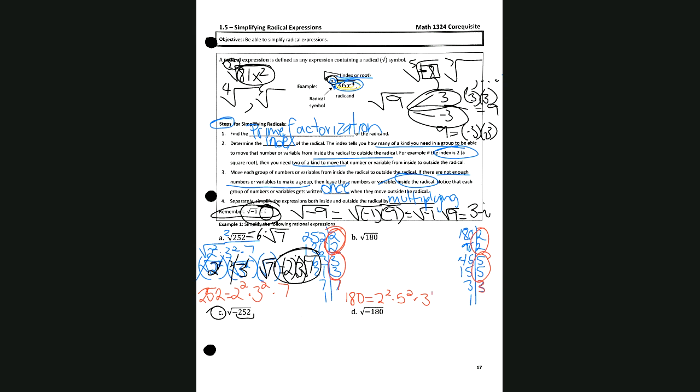So now we're going to rewrite this expression. Instead of 180, we will use the factors that we have listed here. 2 squared times, I'm sorry, not 3 squared, but 5 squared, times 3. And now remember that this expression is the same as the square roots multiplying each other.